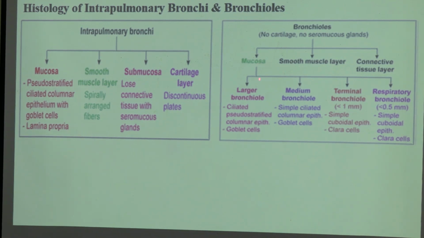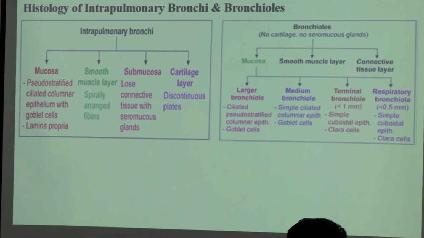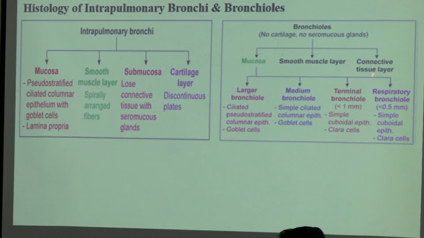In case of mucosa, in larger, medium, terminal, and respiratory bronchioles, some changes are there. What are those changes? The changes are mainly taking place in the lining epithelium. Last time when you saw the trachea, at that time in 40x, I zoomed the slide and you identified the cilia. Do you remember? Yes. Here, what will happen? When you zoom the respiratory bronchiole under 40x, you won't be able to see the cilia. Cilia will not be there.